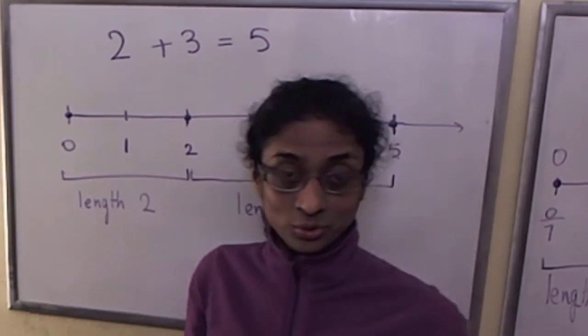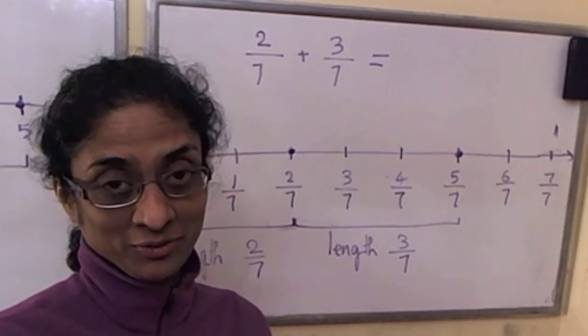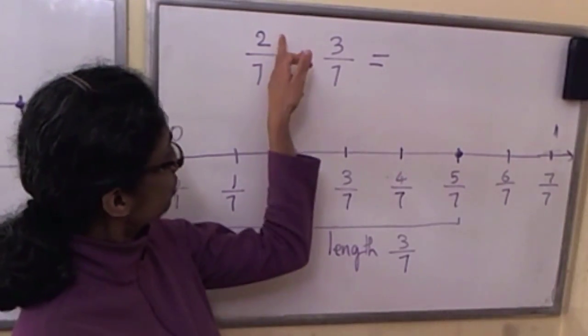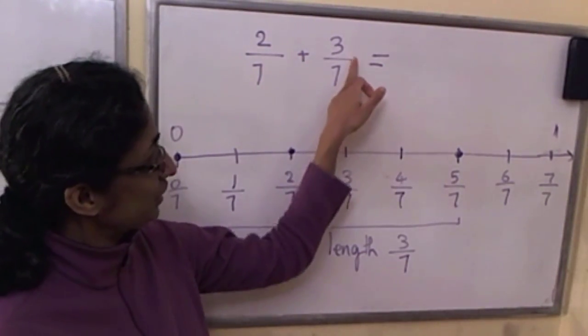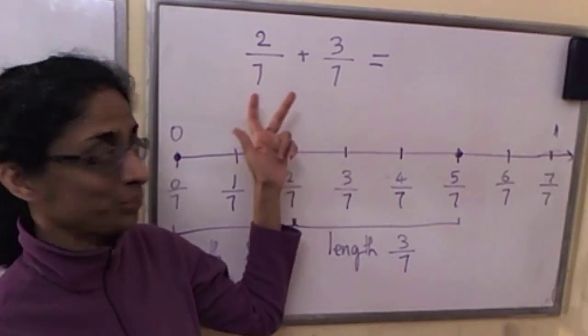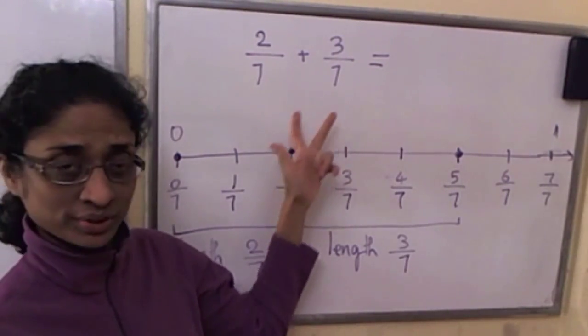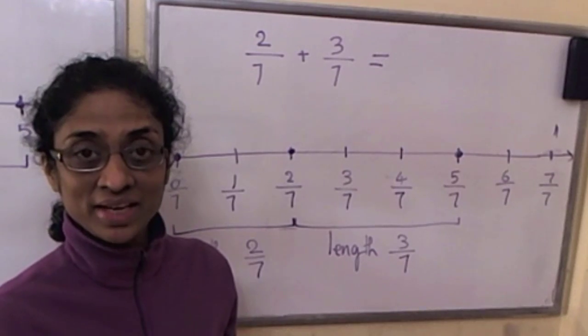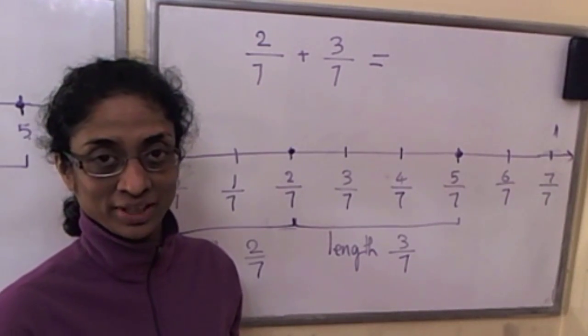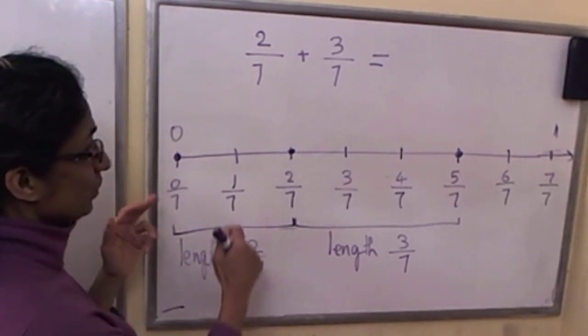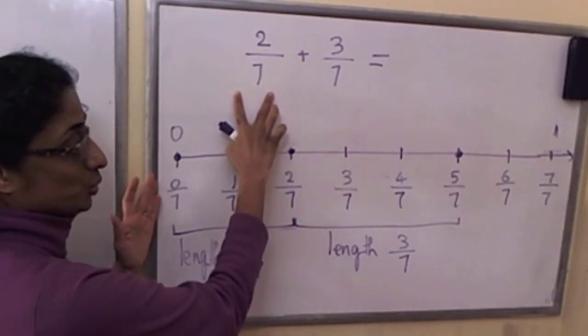Let's go over to the other board. Let's look at what I have on this board. I have 2 over 7 plus 3 over 7. How do we add fractions? Well, exactly the same way as we added whole numbers on the number line, which is, look at a segment of length 2 over 7.